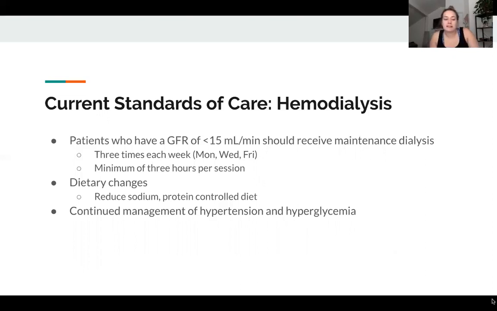And like Jenny said, dietary changes, updating the dietary restrictions and needs that he has, and just continuing the management of that hypertension and his diabetes too.